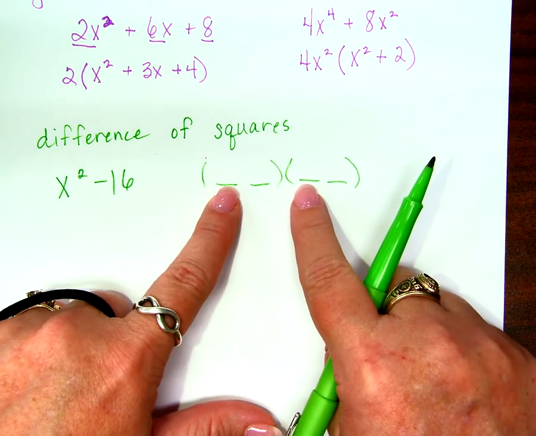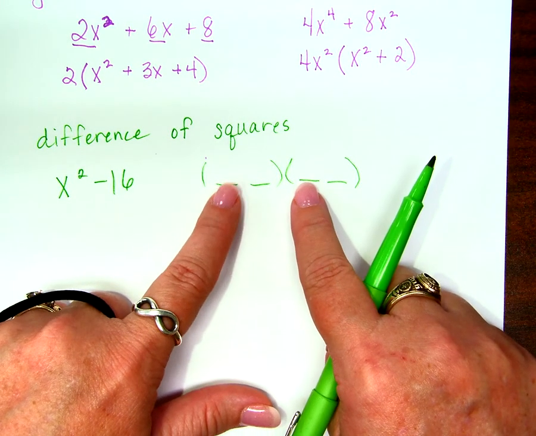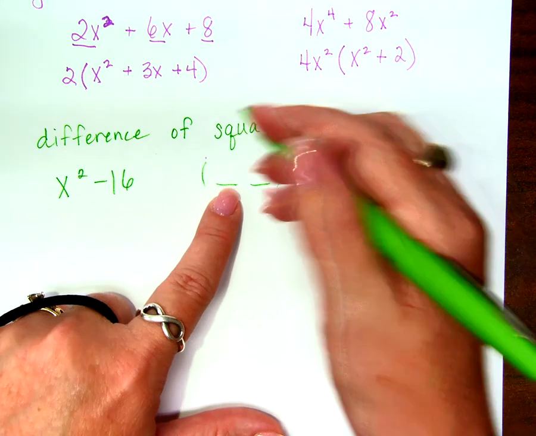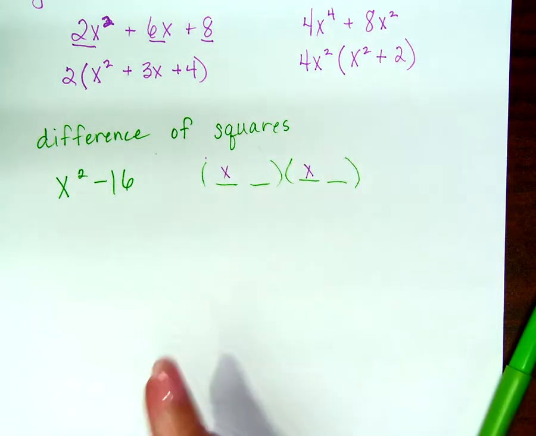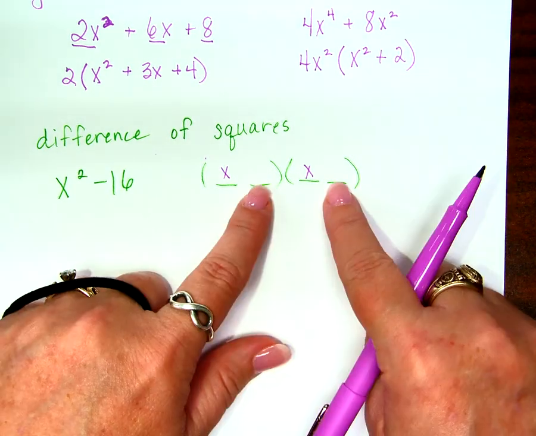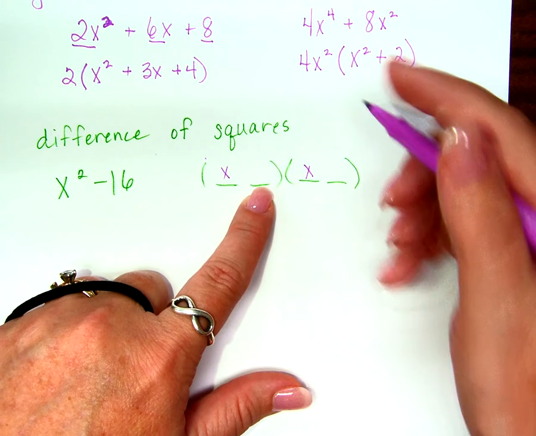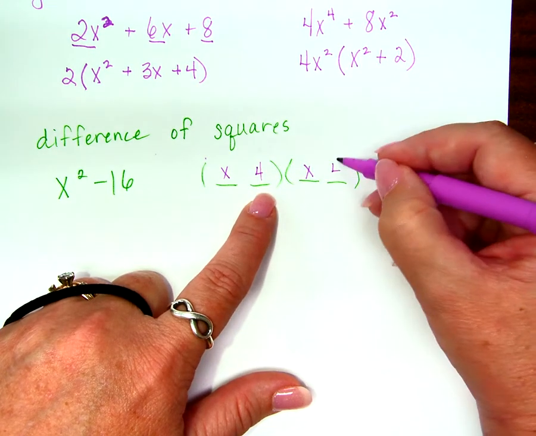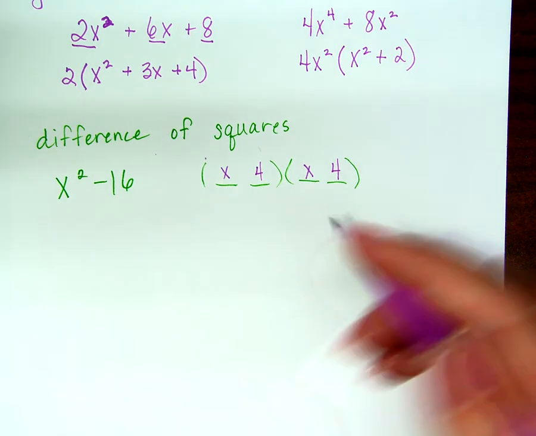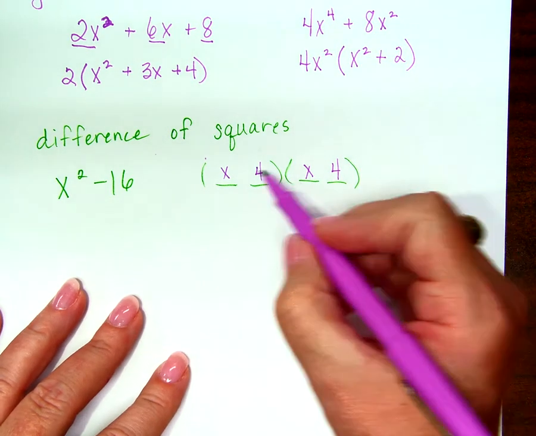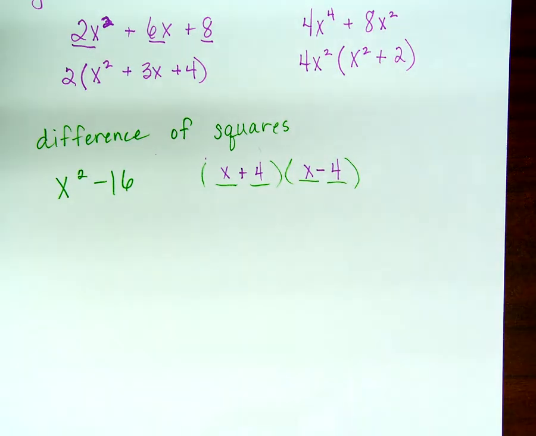What do you think might go in the first term of each binomial? X. Why would I put an X in the first term of each binomial? That is the square root of x squared. What do you think goes in the last term of each binomial? A 4. What am I missing? Signs. Okay? This is an important pattern to remember. What's true about them? They're opposite.